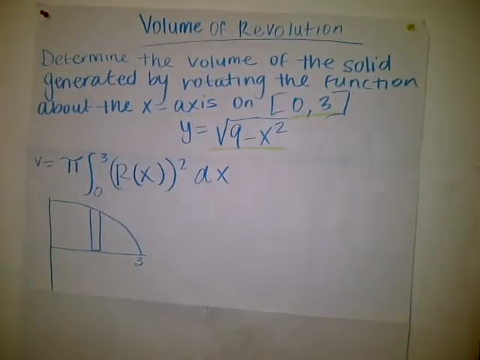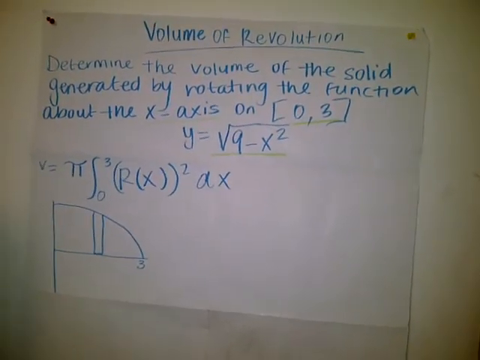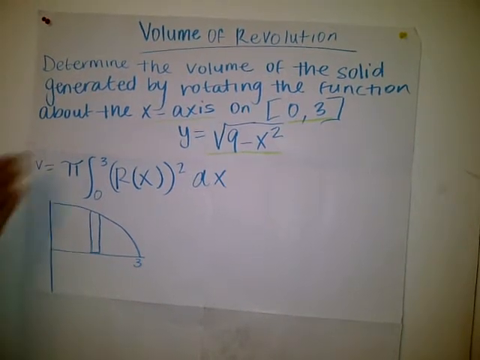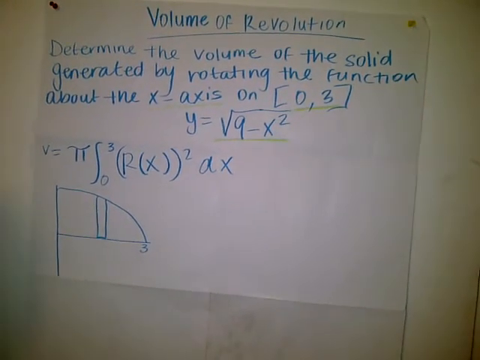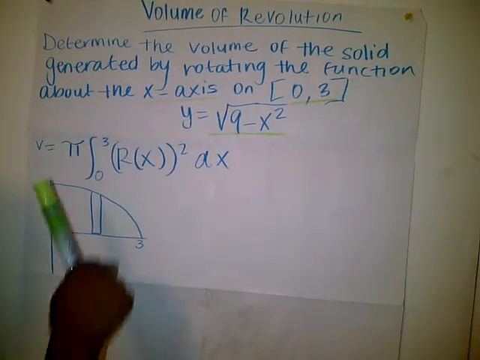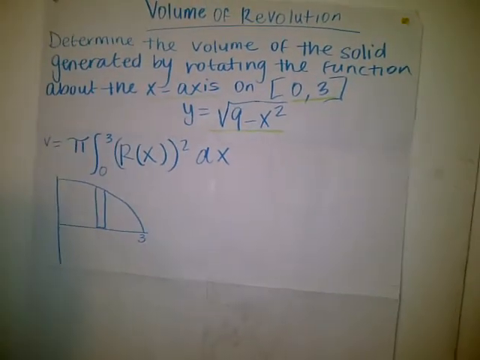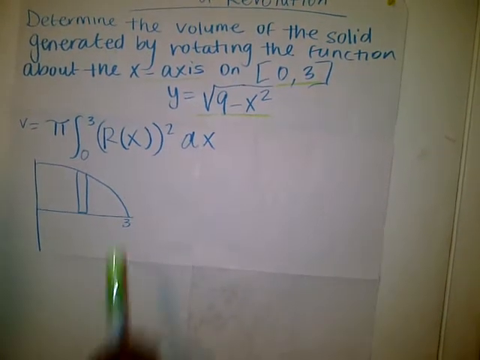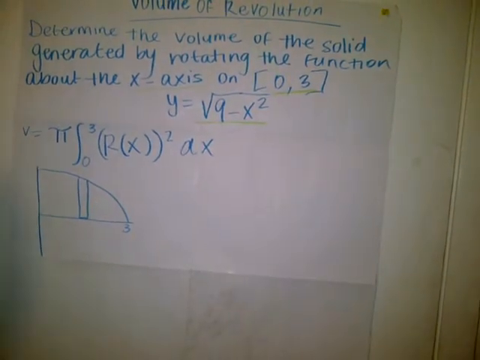We're going to be learning about the volume of revolution, and we're going to do that by answering this question. It says, determine the volume of the solid generated by rotating the function about the x-axis between 0 and 3, and y equals the square root of 9 minus x squared.